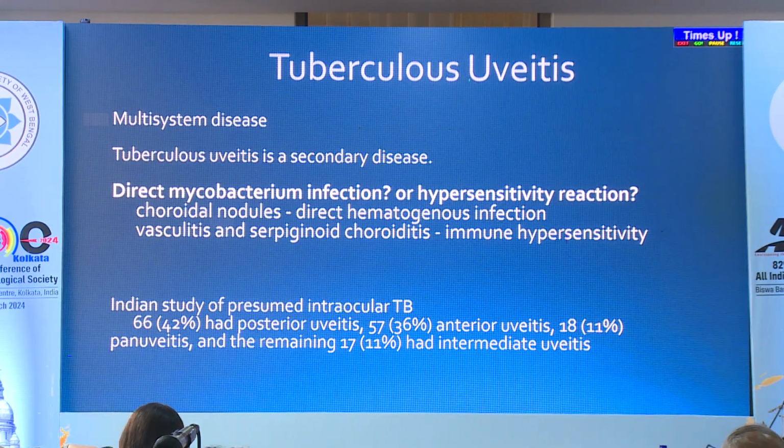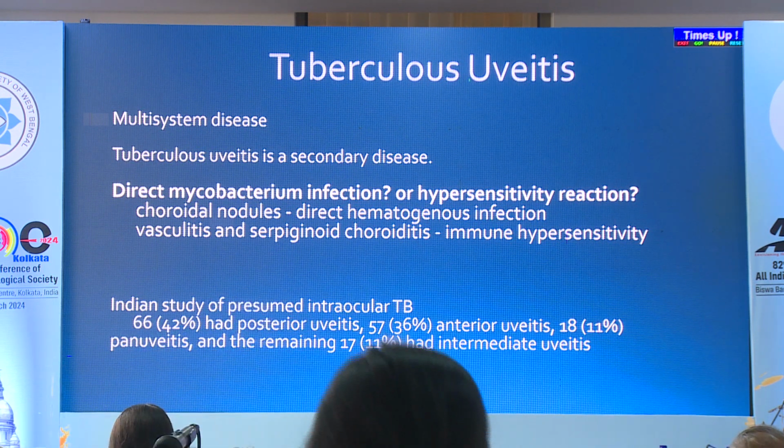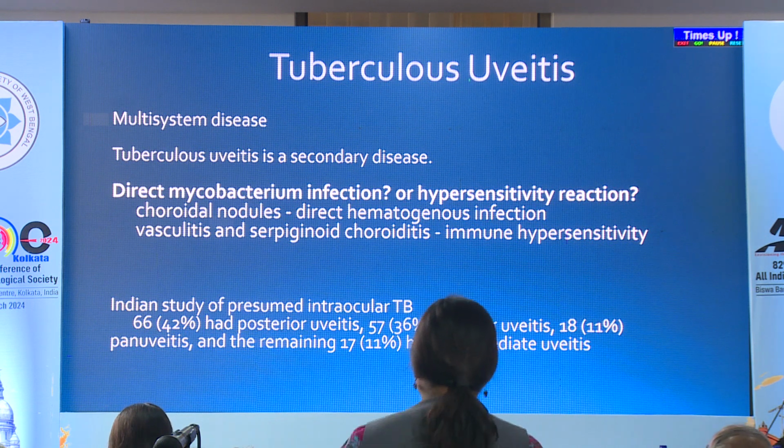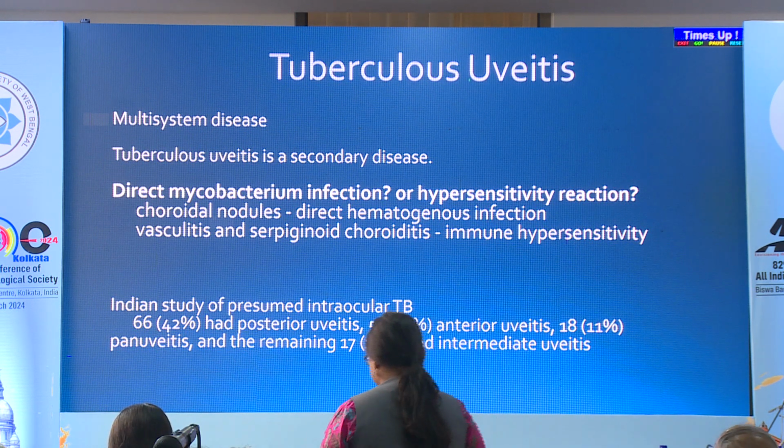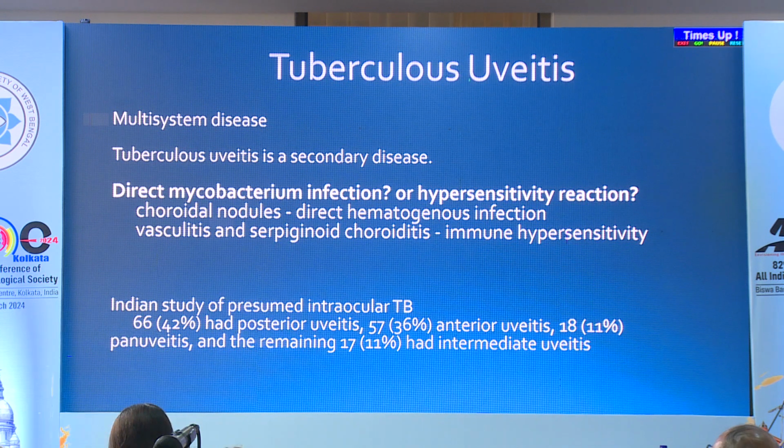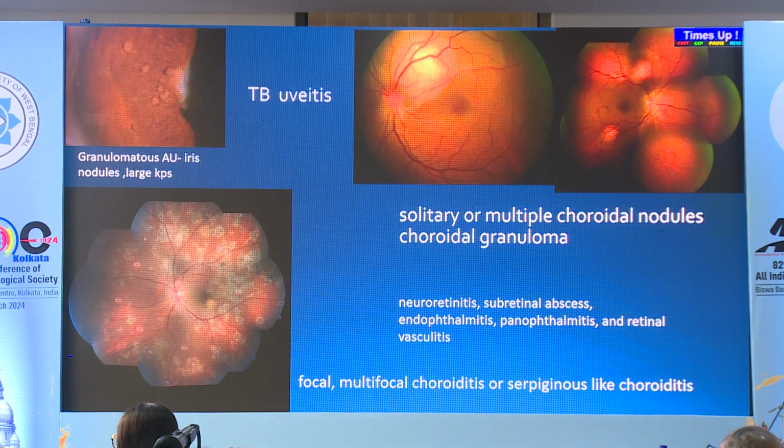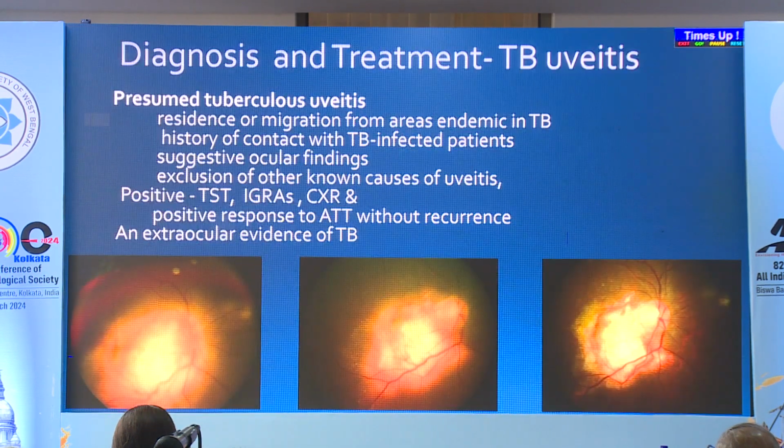Tuberculous uveitis has already been spoken about elegantly by Dr. Biswas. I'd just like to say that tuberculous uveitis is a secondary disease and may be either direct mycobacterial infection or a hypersensitivity reaction. And a large study on ocular tuberculosis from India showed that panuveitis is about 11% of all cases of ocular tuberculosis. As he already said, it presents with a myriad of features like granulomatous anterior uveitis, solitary or multiple choroidal nodules, neuroretinitis, subretinal abscess, focal and multifocal choroiditis.